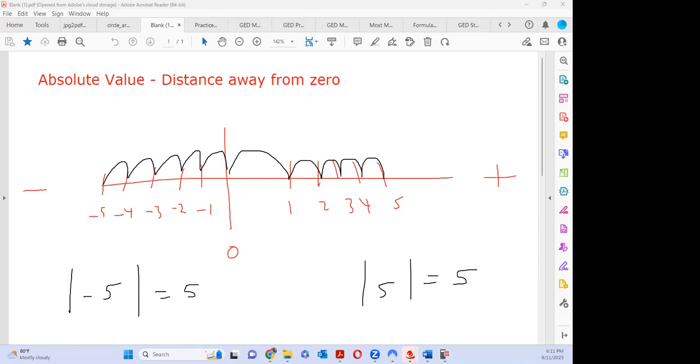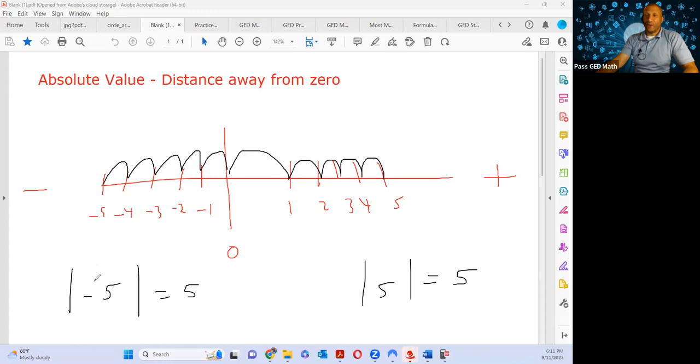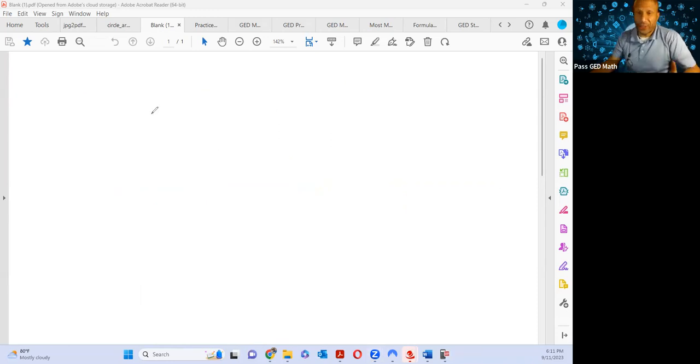So no matter what the sign is inside the absolute value bars, it's just to return the number. But guess what? They're not going to give you a problem like that.